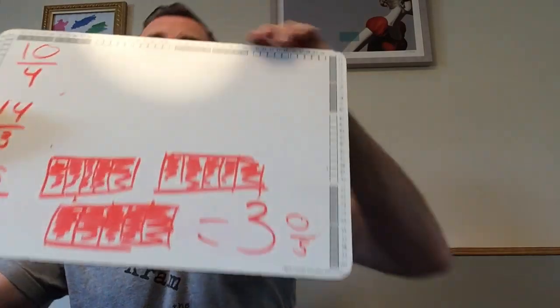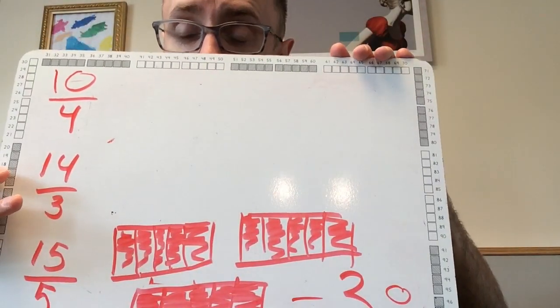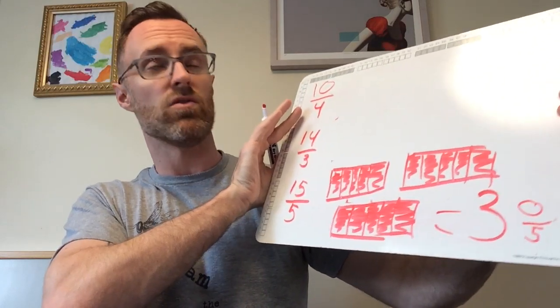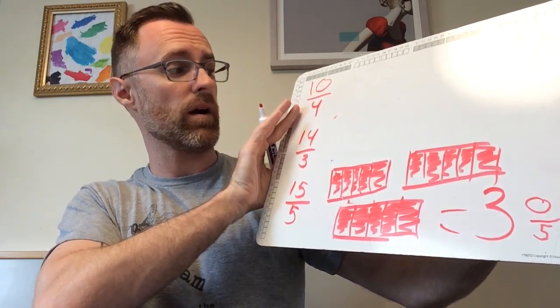Okay. That's changing mixed numbers into, no, I'm sorry. It's changing improper fractions into mixed numbers, all right? And tomorrow, we'll go backwards. We'll change mixed numbers back into improper fractions.